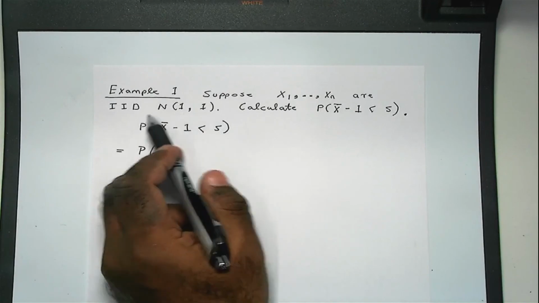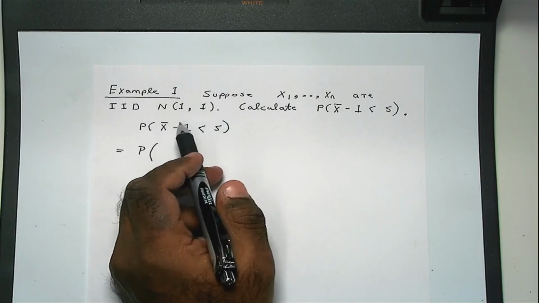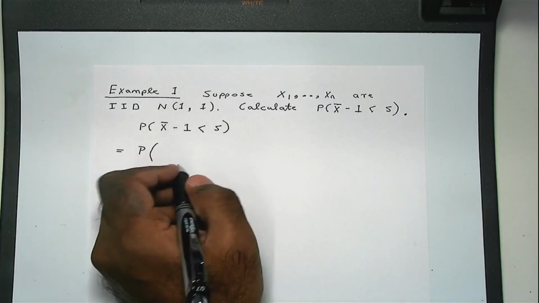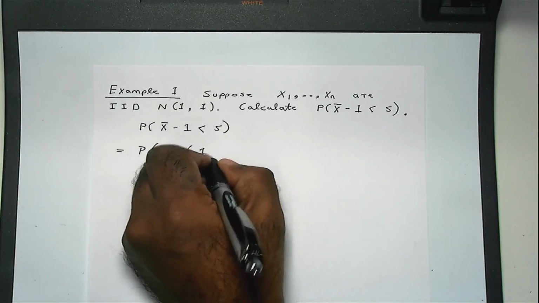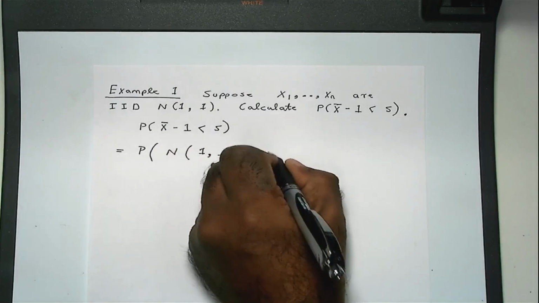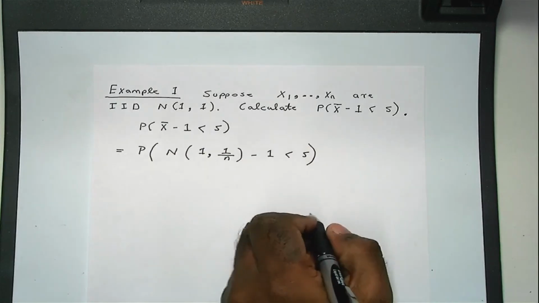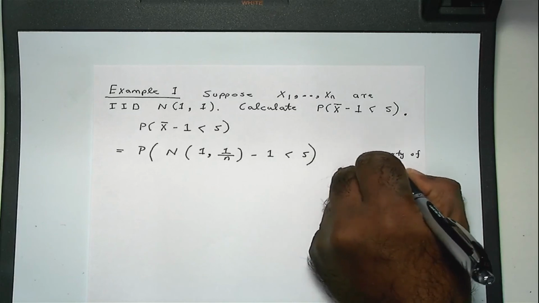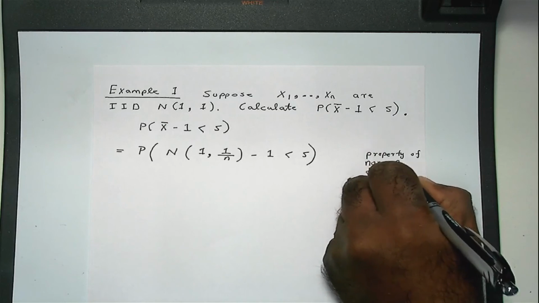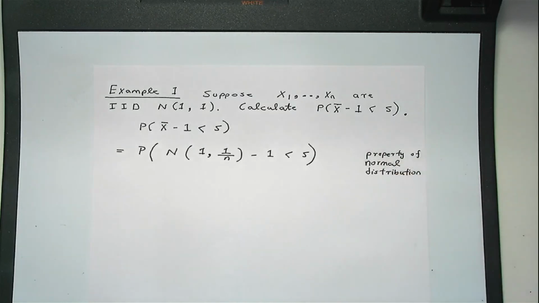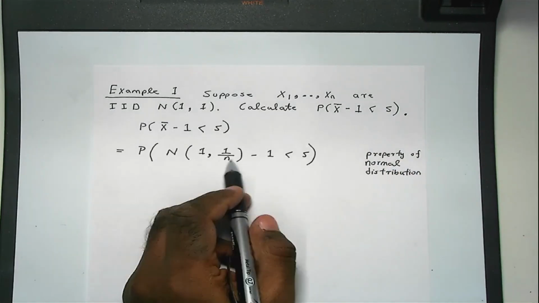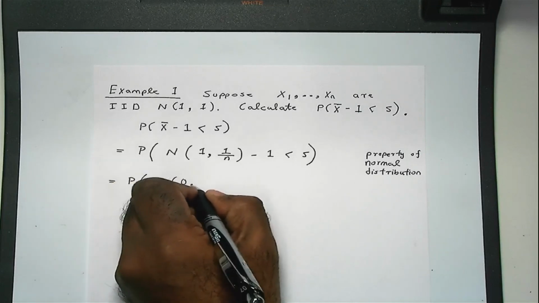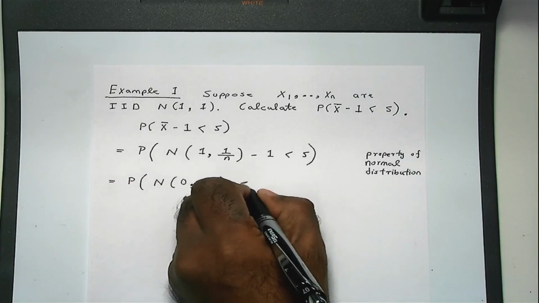X bar, which is the sample mean, one of the properties I gave you is that if you have a random sample from normal, then the sample mean also has a normal distribution. In this case, it will be with mean equal to 1, the variance equal to 1 divided by n. So this is using a property of normal distribution. So you should go back to the video on the normal. You will see this property that I have used. Now this variable, take away 1, is going to be normal with 0 mean and variance 1 over n, less than s.